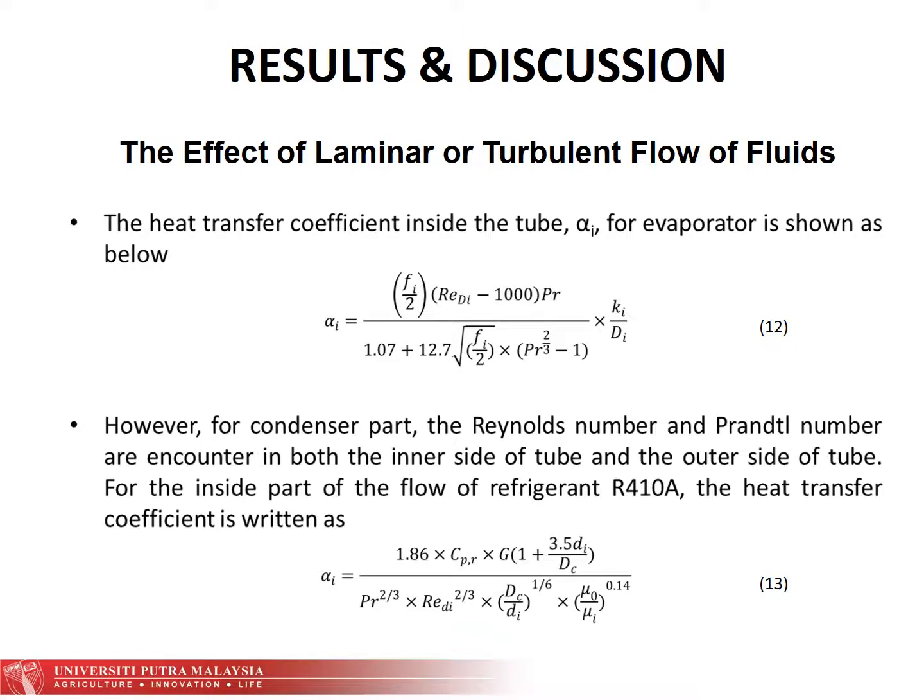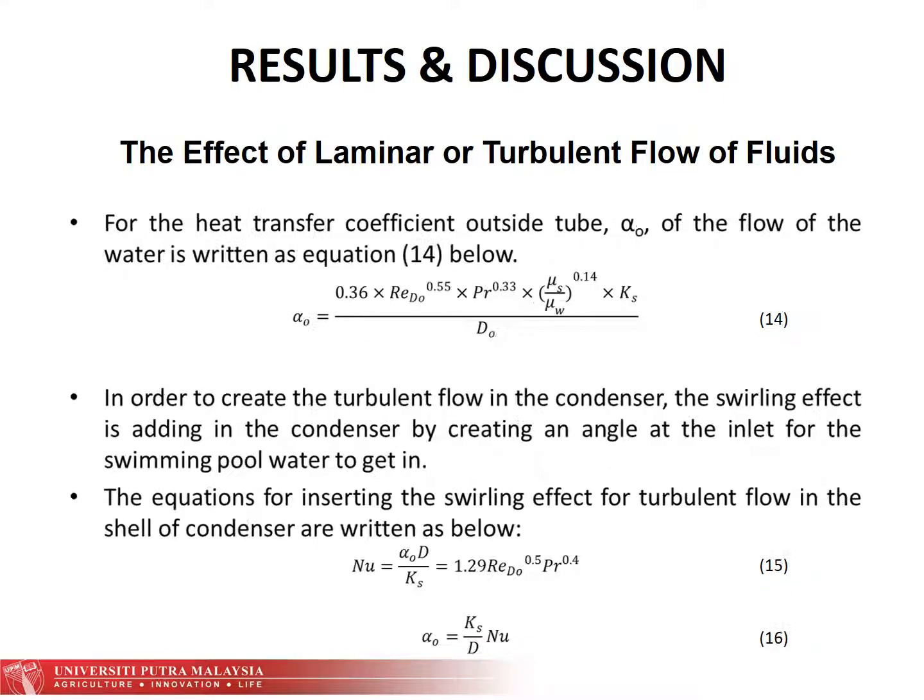However, for the condenser part, the Reynolds number and the Prandtl number are encountered in both the inner side of the tube and the outer side of the tube. For the inner side of the tube, you can see in equation 13. The heat transfer coefficient outside the tube in the condenser can be shown in equation 14, and you can see the Reynolds number and the Prandtl number are encountered in equation 14.